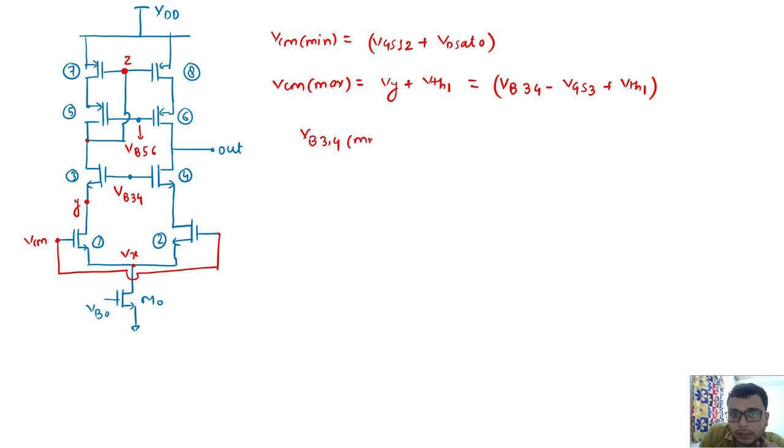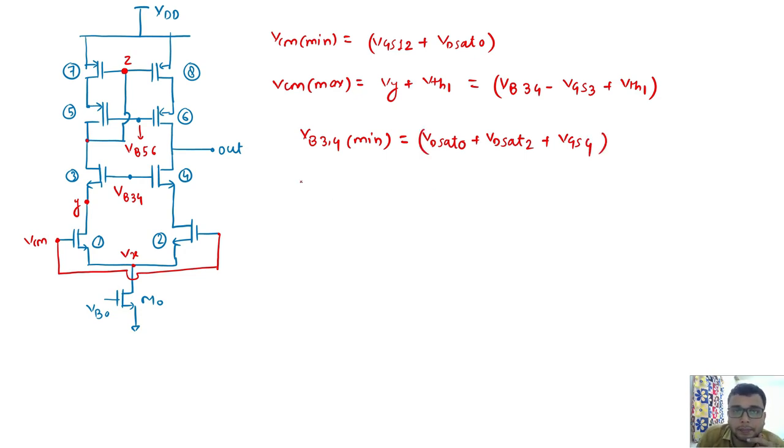VB34 min is already defined. Its min is nothing but VDSAT of 0 plus overdrive value of 2 plus VGS of 4, which is defined by the current. So this value is defined.